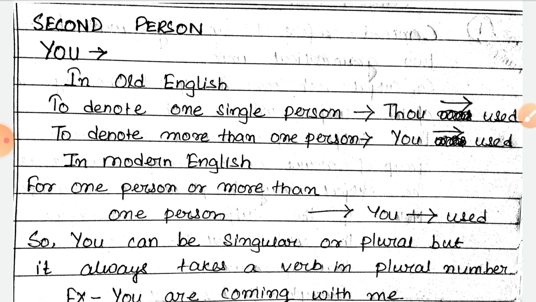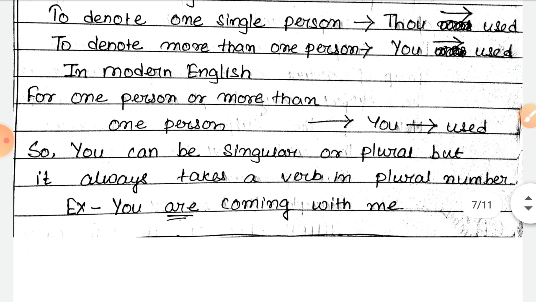Like I and we are there for one or more than one in first person, here is nothing like that in second person. Everyone is you over here. So what happens? You can be singular or plural, but you always takes a verb in plural number. You can be confused about this. In many places you can see that you will take singular or you will take plural. This type of confusion will be there. But be confident, you will take a plural number verb only.